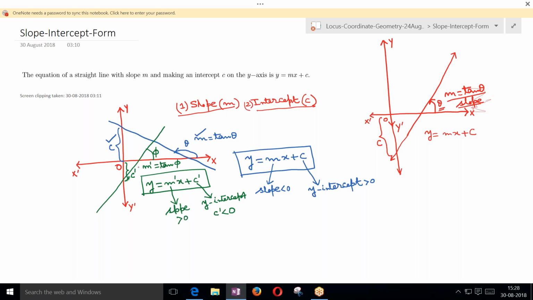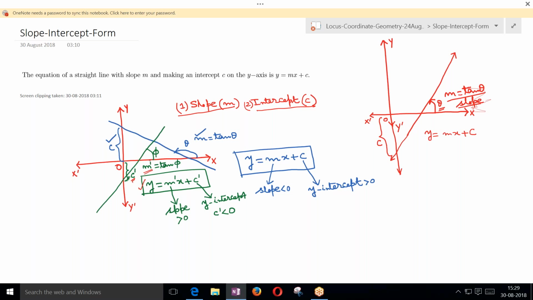If you look at this particular example, there are two straight lines. First, the green straight line makes an angle phi with the positive direction of the x-axis. Then its slope m dash is equal to tan phi, and it made an intercept of c prime. So m prime and c prime are known to us, and we find the equation of the straight line as y equals m dash x plus c dash. And here the slope is positive, because tan phi is for an acute angle.